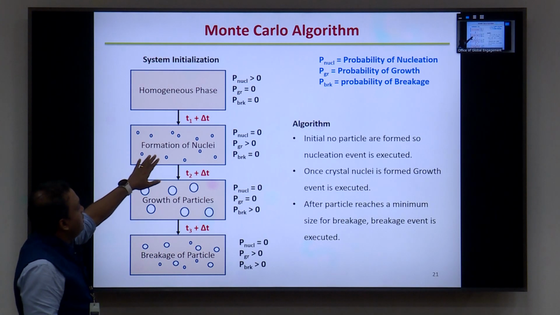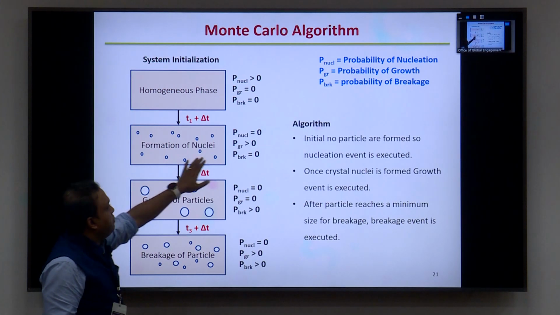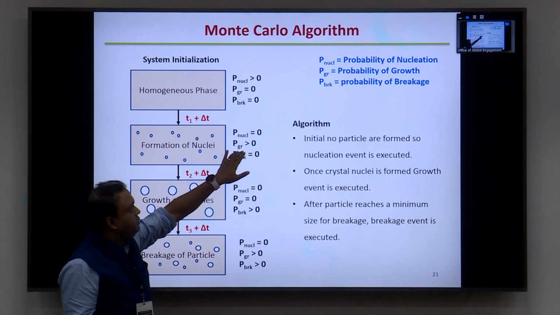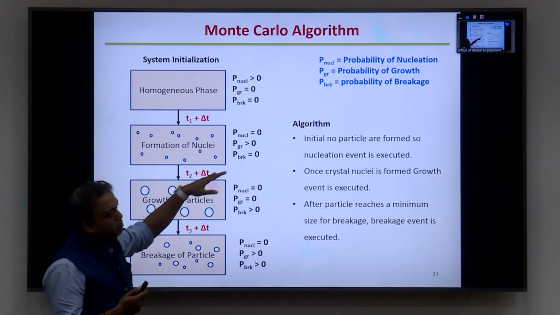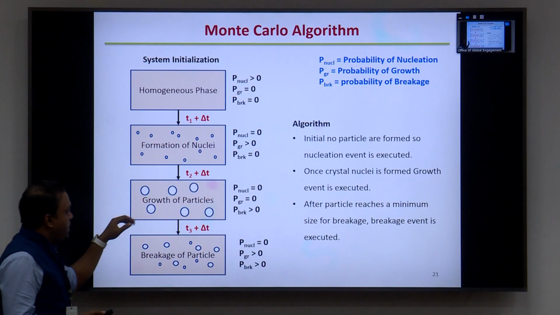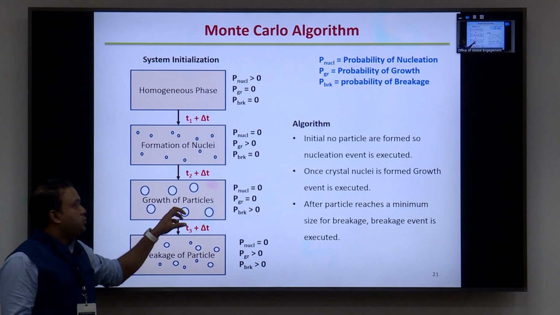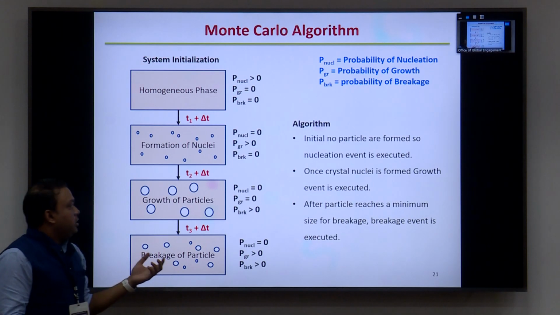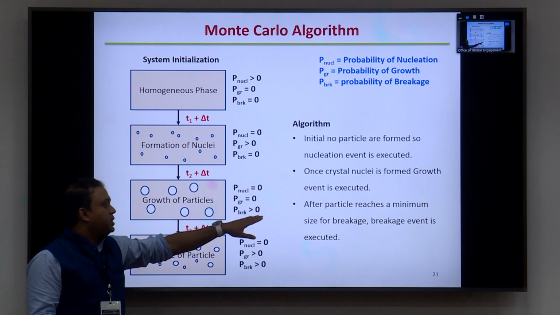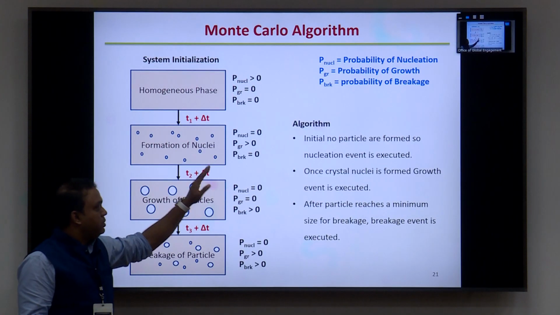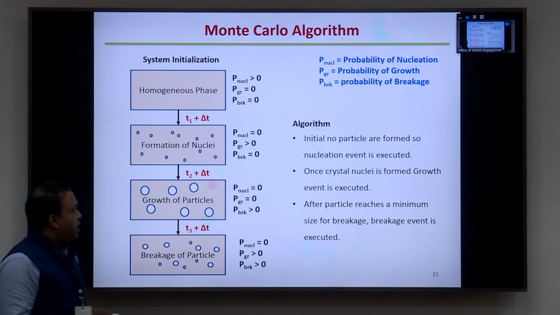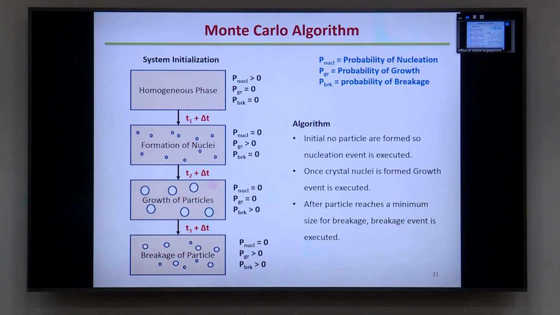Next, once the particle is formed, the probability of growth becomes greater than 0, and nucleation and breakage are still 0. Once the particle grows to an appreciable size, the probability of breakage becomes greater than 0. And this is how the algorithm proceeds.